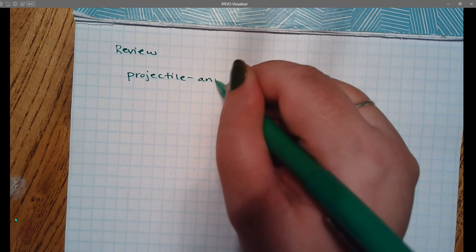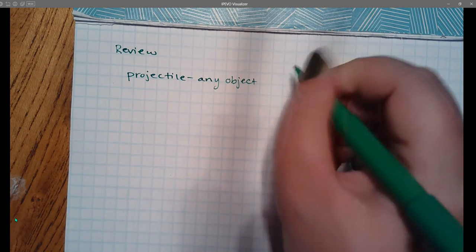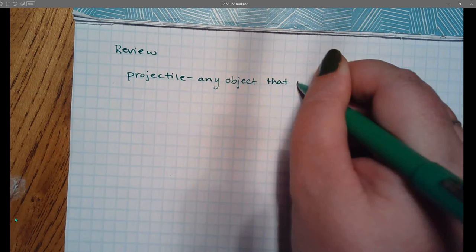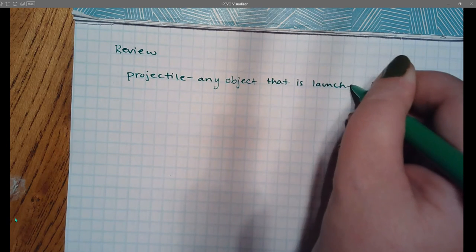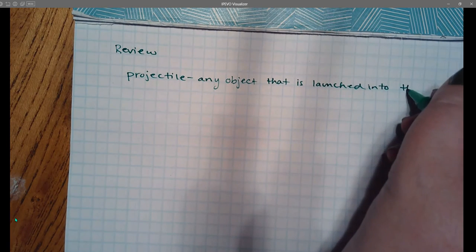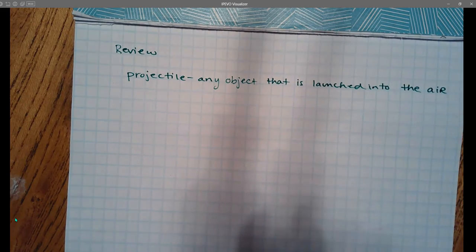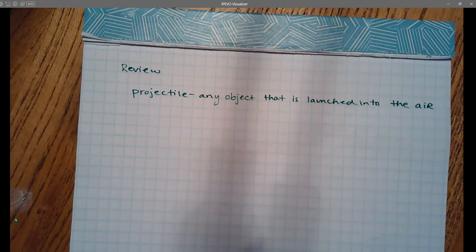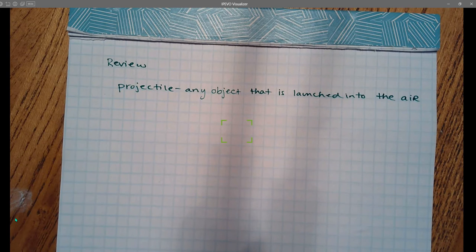Before we go through the practice problems, I just want to recap a couple of things. So this first section is just to review. We're studying projectiles. A projectile is any object that's launched into the air. And the projectile's path is called the trajectory.